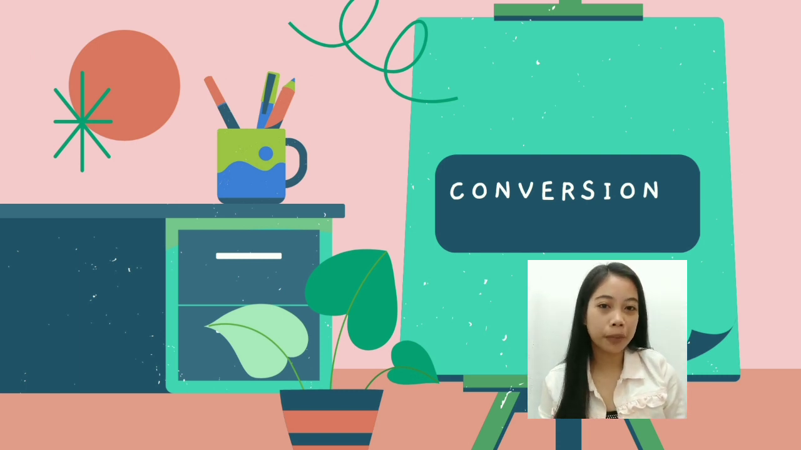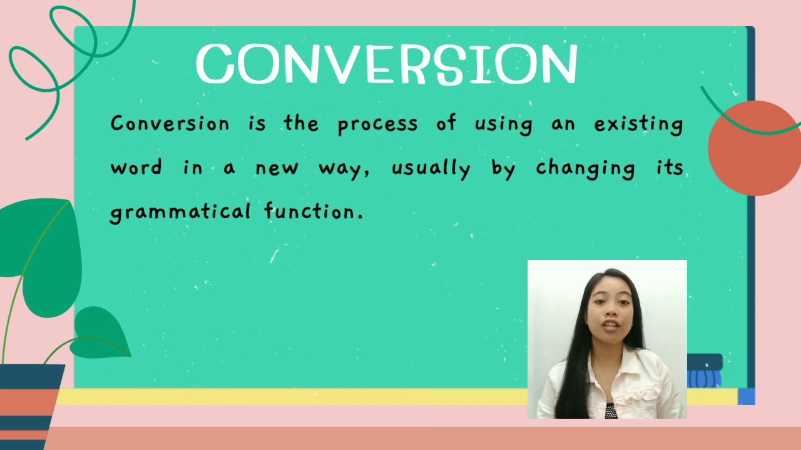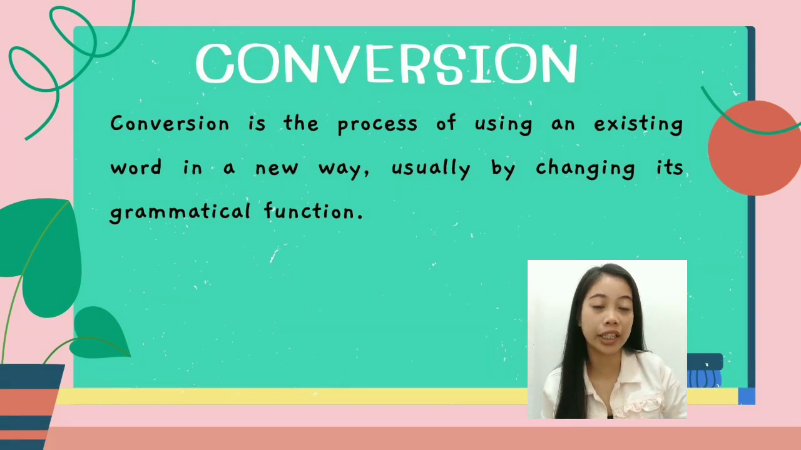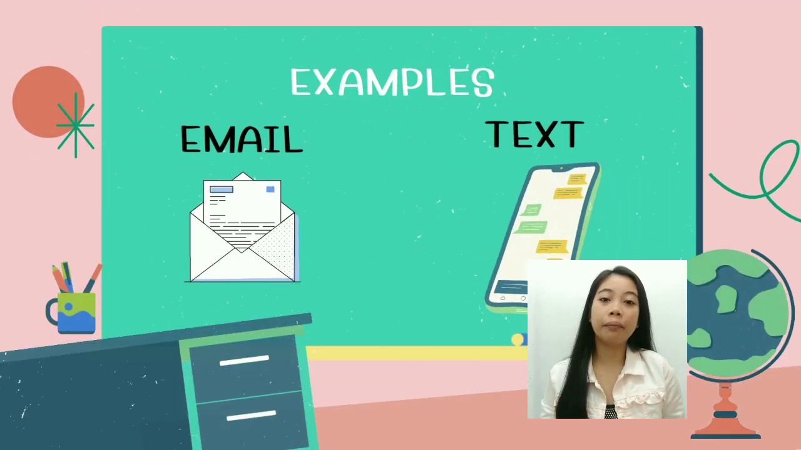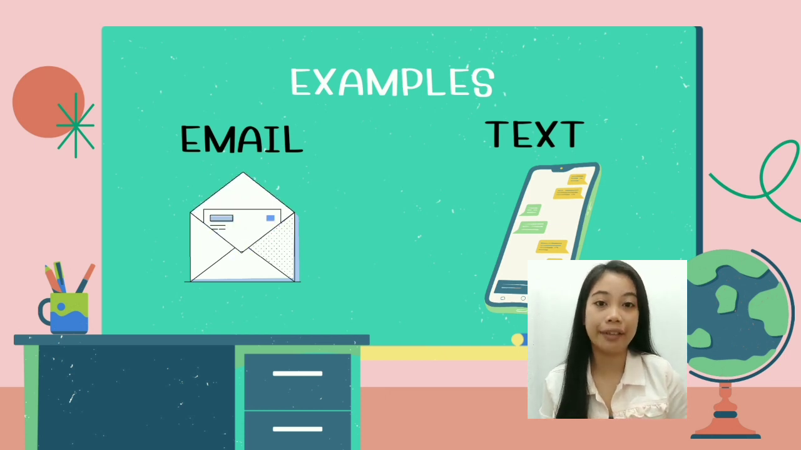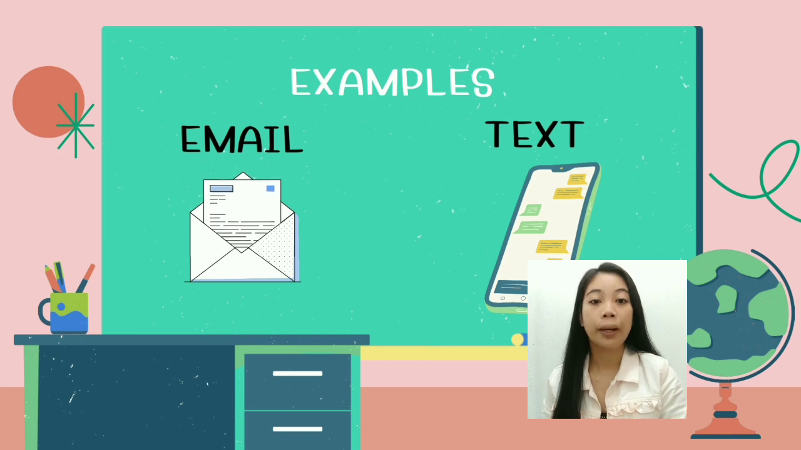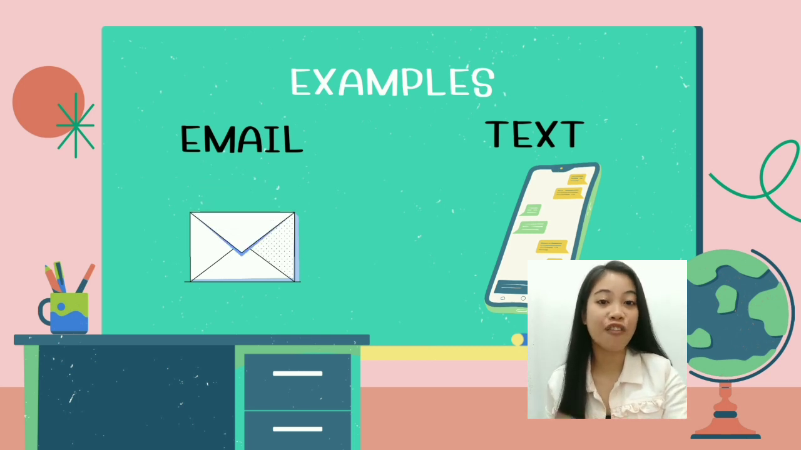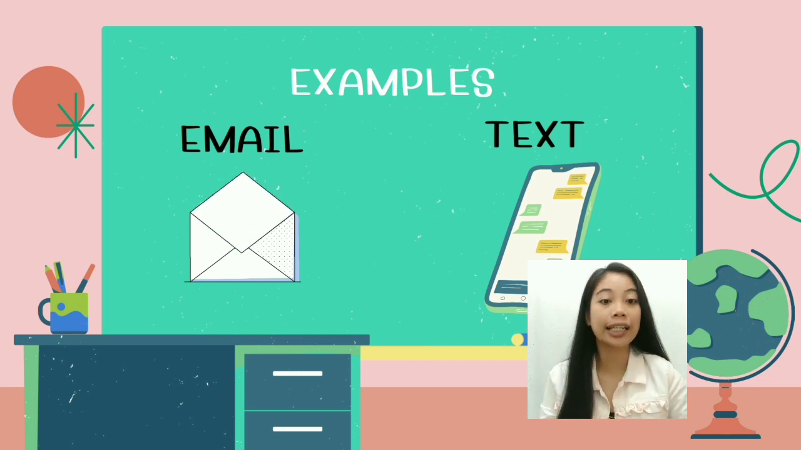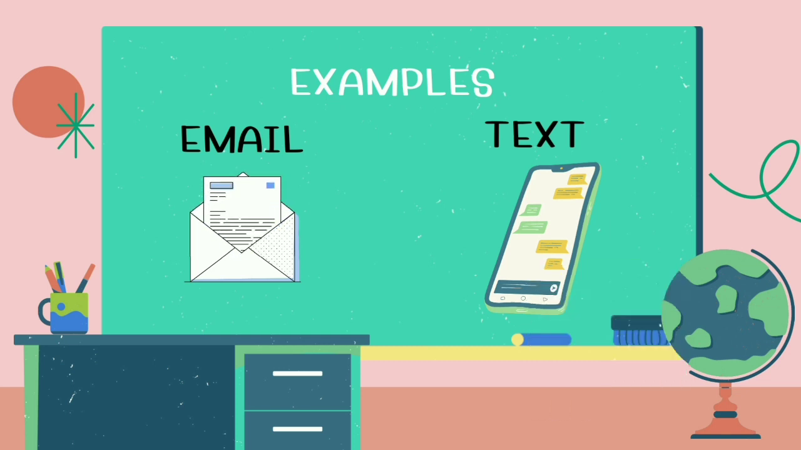The next word formation process is conversion. Conversion is a process of using an existing word in a new way. It is usually done by changing its grammatical function. For example, the word email was originally a noun, but it has been converted into a verb, meaning to send an email. Another example of conversion is the word text, which was originally a noun but has been converted into a verb, meaning to send a text message. Conversion can also occur when a word changes from one part of speech to another.